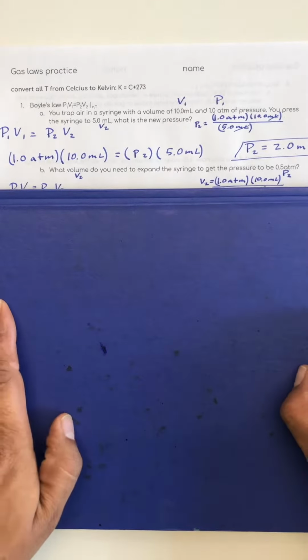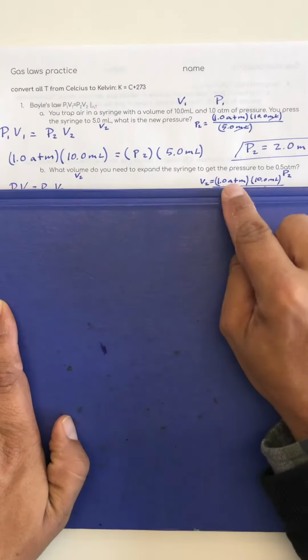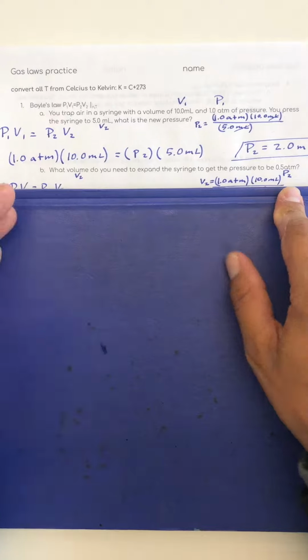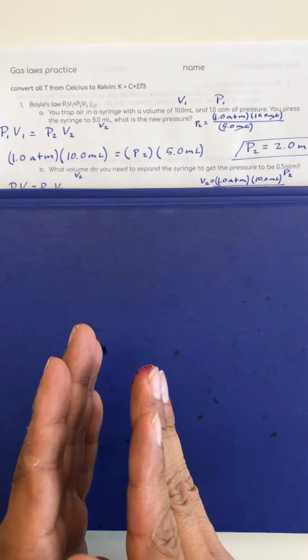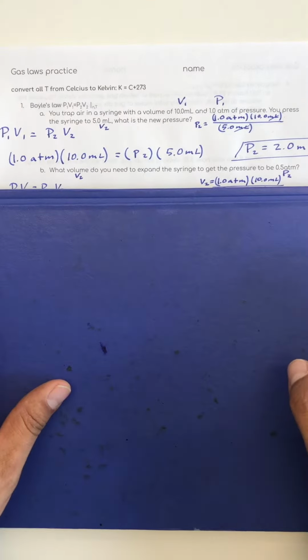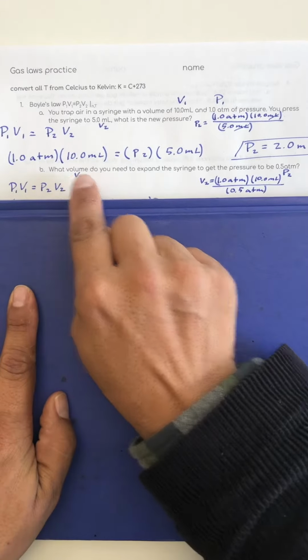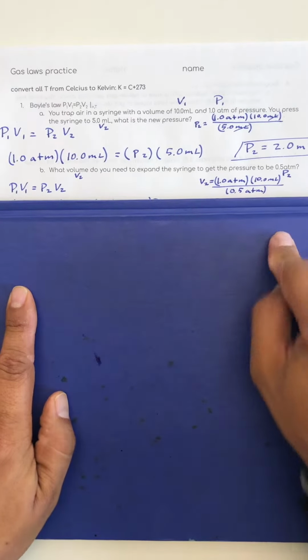The next question is, what volume do you need to expand the syringe to get a pressure of 0.5 atmospheres? Well, you know that if you compress it, the pressure increases, so you're gonna have to increase the volume because there's fewer collisions to get it to a pressure of 0.5 atmospheres. So the question is, they gave you pressure 2, and they're asking you for V2.